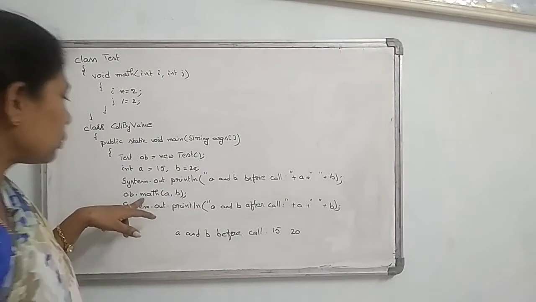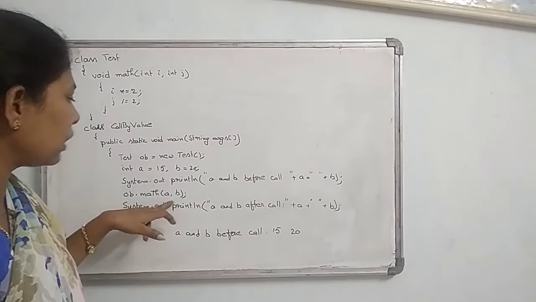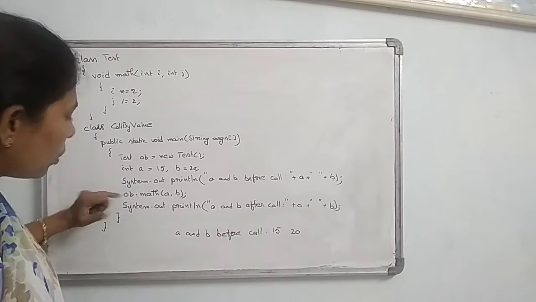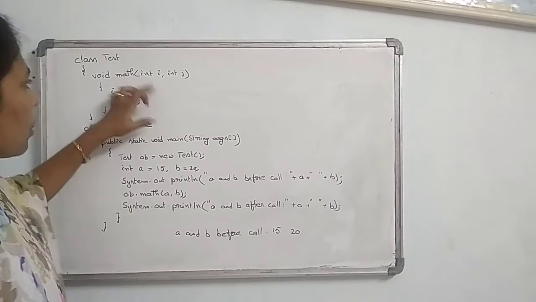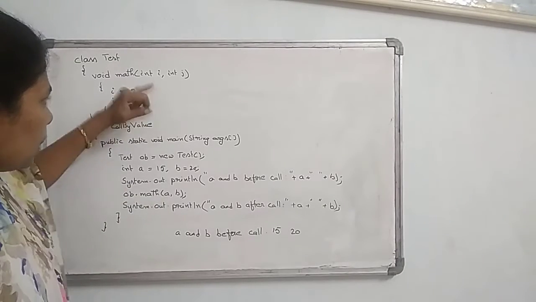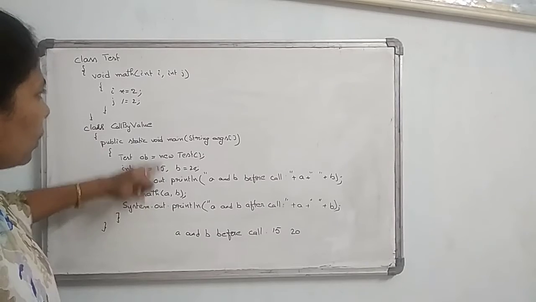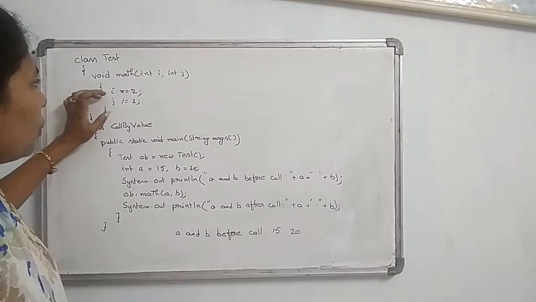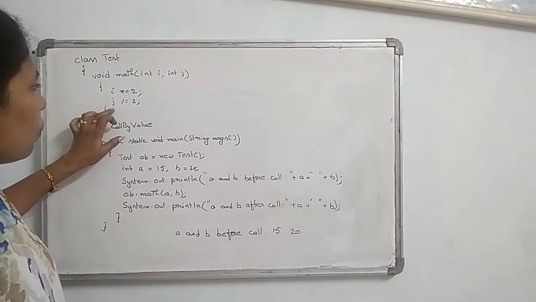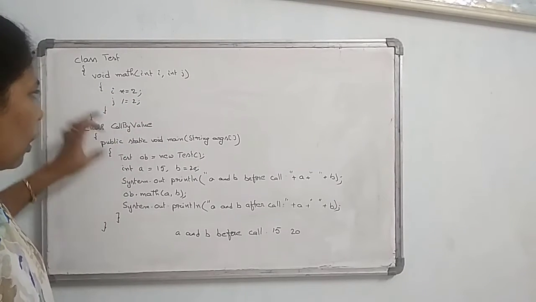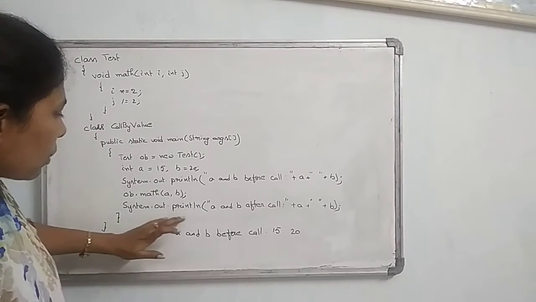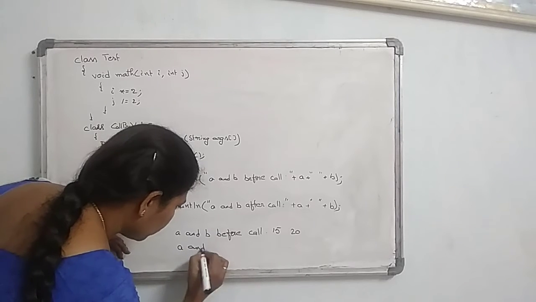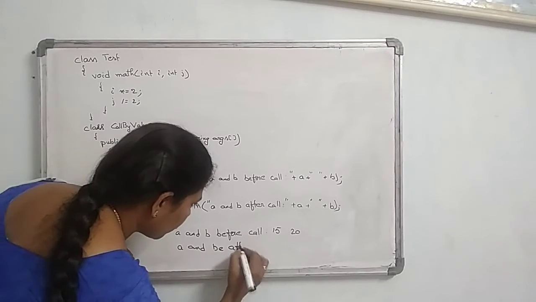After that I call ob.math(a, b). That means I am passing the a and b values through the math function through the object. So it will come to that one. In that, i is assigned the value of a, that means 15, and j is assigned the value of b, 20. Now I am doing the calculation: i equals i into 2 and j equals j by 2. Now you can print the values with system.out.println, a and b after call.